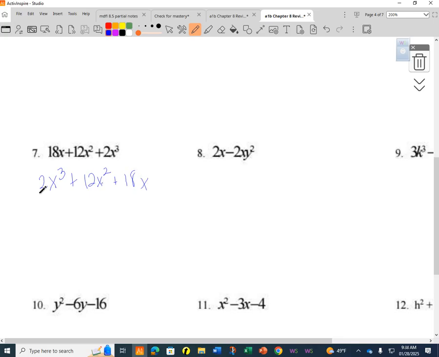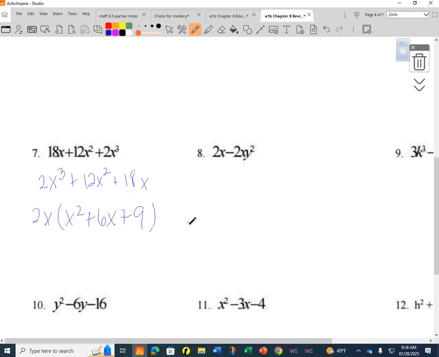All right, is there a greatest common factor? What is it? 2, is there anything else? 2x, yeah. So our notes say, determine the greatest common factor, and then factor it out. That's what we're going to do. So 2x times what gives me x cubed? Well, that would be x squared. Does that make sense? 2x times what will give me 12x squared? That would be 6x. Okay. There's a plus here. 2x times what will give me 18x? That would be 9.